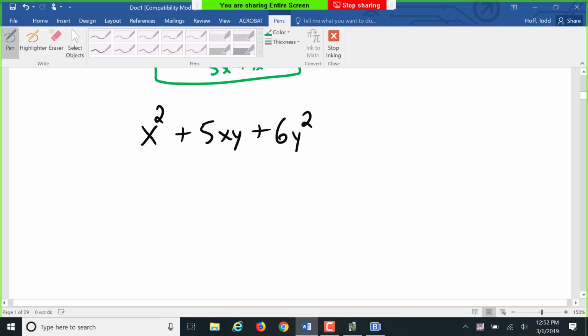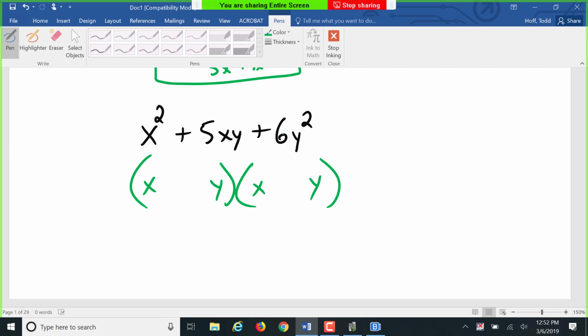So if we go to factor this, of course, x squared still has to be x times x. The y squared still is going to be y times y, just like x times x, but we have to put in the number, things that multiply to make 6. 1 times 6 or 2 times 3. What do you want to try? I heard both. Let's do the 1 times 6.